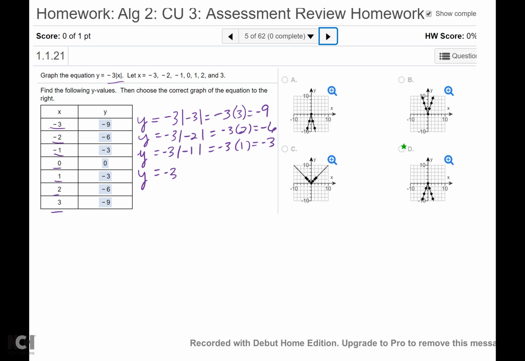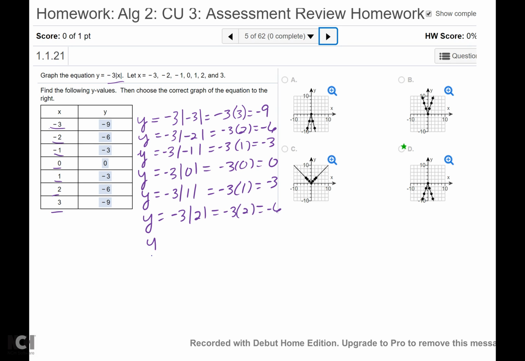Y equals negative 3 times the absolute value of 0 equals negative 3 times 0, which is 0. Y equals negative 3 times the absolute value of 1 is negative 3 times 1, negative 3. Y equals negative 3 times the absolute value of 2 would be negative 3 times 2, negative 6. And y equals negative 3 times the absolute value of 3 would be negative 3 times 3, negative 9. That's how they got all their y's.